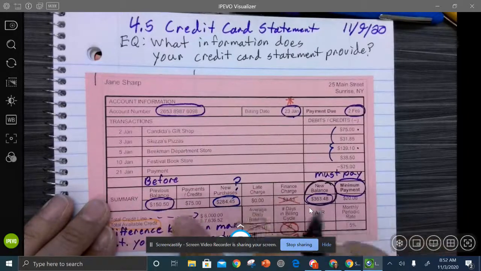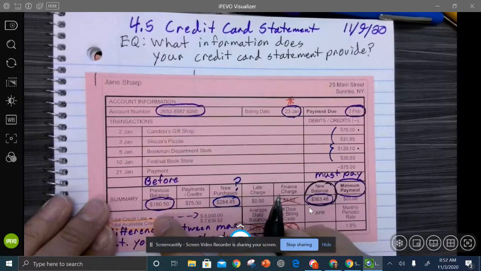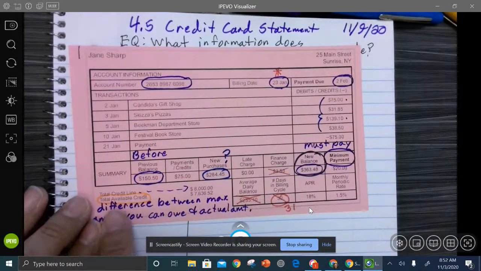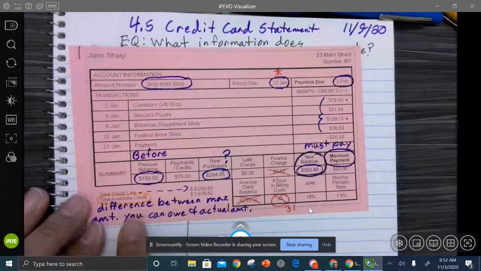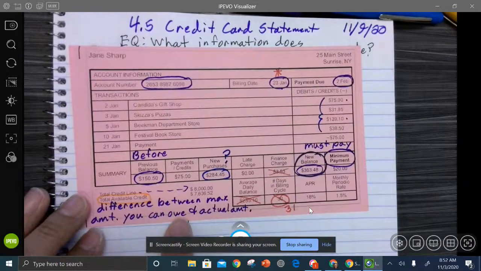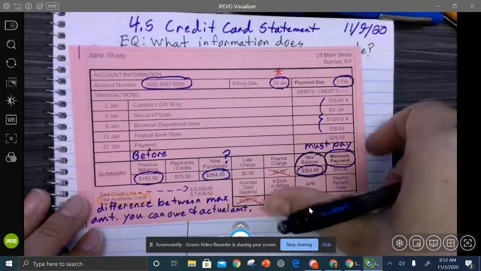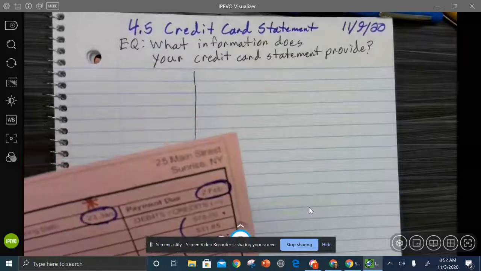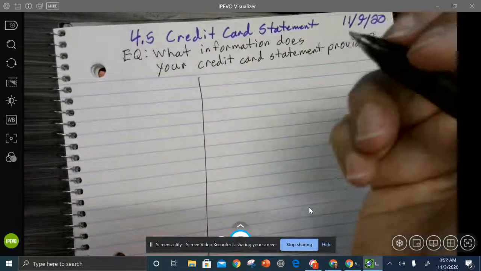Okay, so previous balance was the balance on the credit card statement before. And then we also have available credit on here, which is the difference between the maximum amount you can owe and the actual amount. Okay, so available credit. So let's do that one.